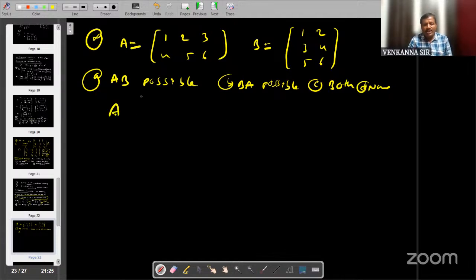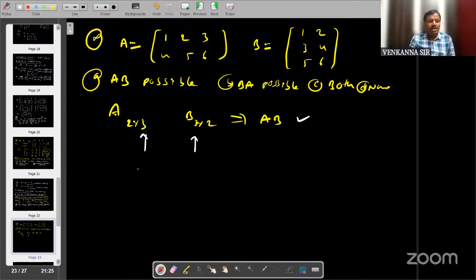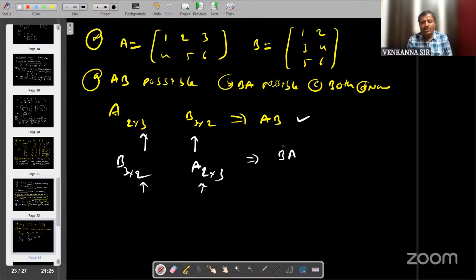What is the order of A? Order of A is 2 by 3. Order of B is 3 by 2. To get the AB matrix, what condition is required? The number of columns in A and the number of rows in B must be equal. So AB is possible. To check whether BA is possible: B is 3 by 2, A is 2 by 3. Number of columns 2, number of rows 2. Both AB and BA are possible here.